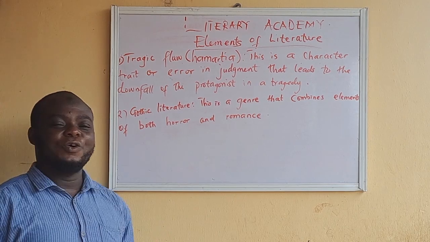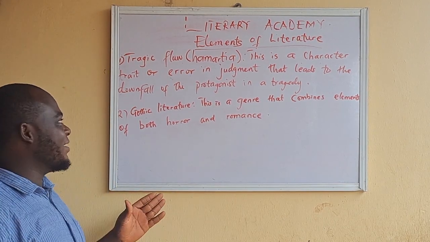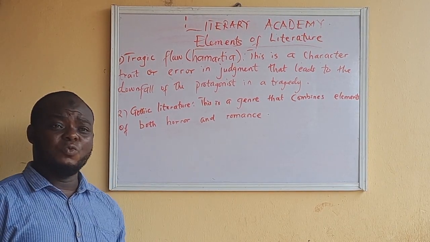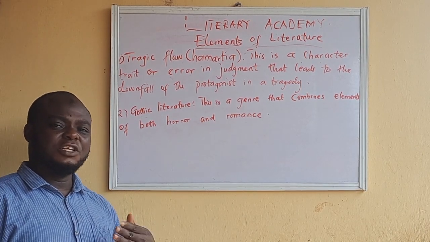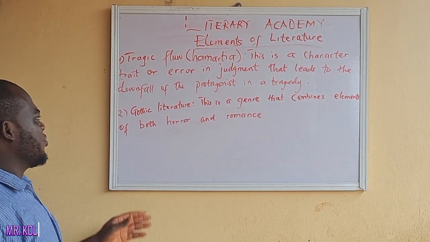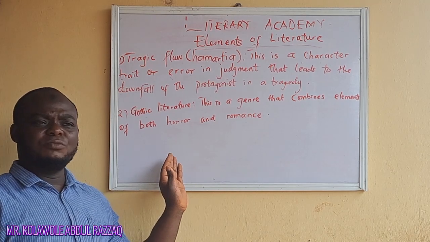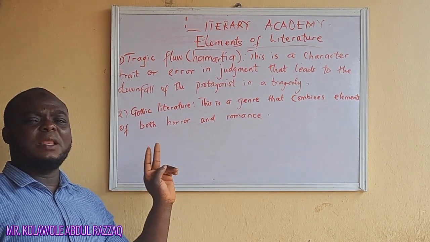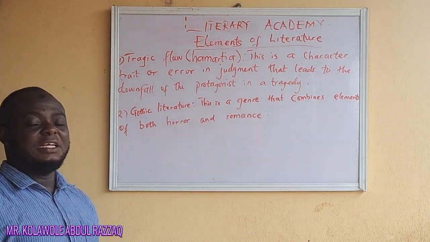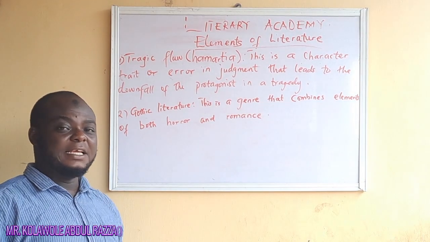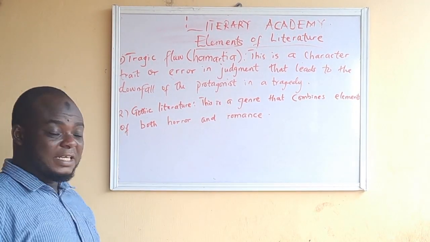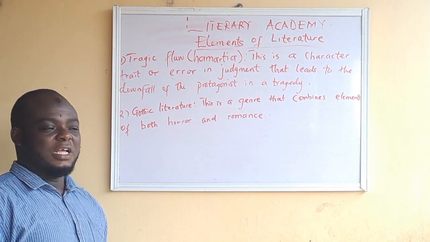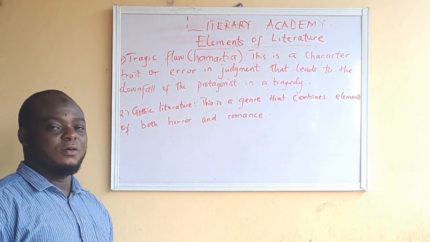Today's lecture will be based on elements of literature. We want to continue where we stopped on elements of literature. We are only treating two elements of literature today, and they are tragic flaw and Gothic literature. Now let's start with tragic flaw.